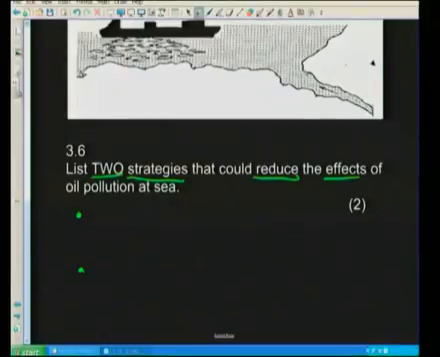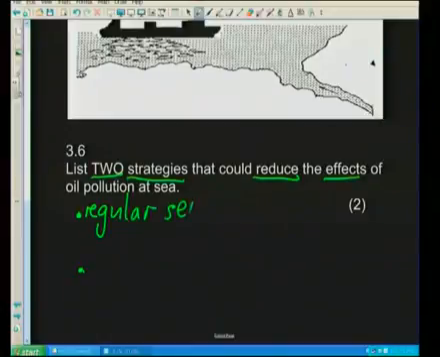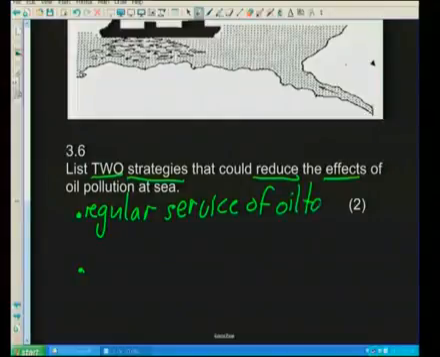All right, now look at your picture. Now I would say the oil comes out the tanker. So what should they do? They should inspect that tanker. So they should have regular service of oil tankers. So they must make sure that the oil tankers are serviced before they go out on sea, so that there are no possible cracks in the bottom of the boat where the oil can leak. So that's a good point.